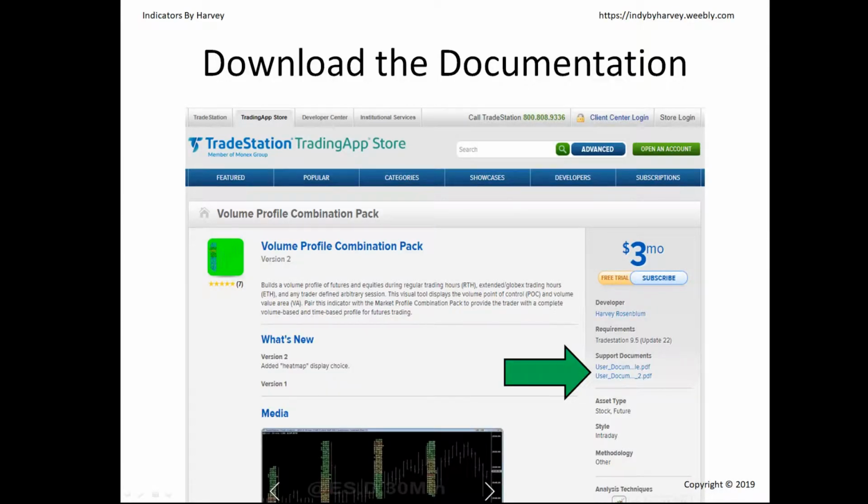If you haven't done so already, please go to the product page on the Trading App Store and download the documentation. There's a lot of information in there that you need to know before you continue in this presentation.